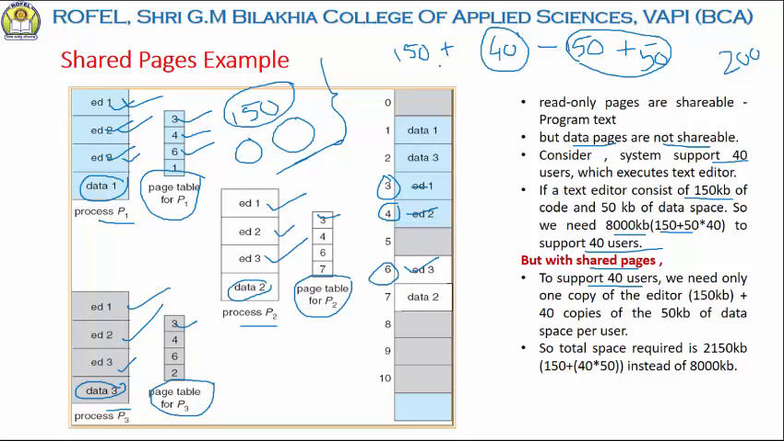So at the end we need 150 KB for the text editor, that means for the shared pages, plus we need 50 KB of data for process 1, process 2, process 3 for 40 users. So for 40 users only the different memory we require is 50 KB each. So 50 into 40 is 2000 KB, plus 150 which is common for every user. So at the end we require only 2150 KB for 40 users instead of 8000 KB. Fine. So it takes less memory space in the physical memory.